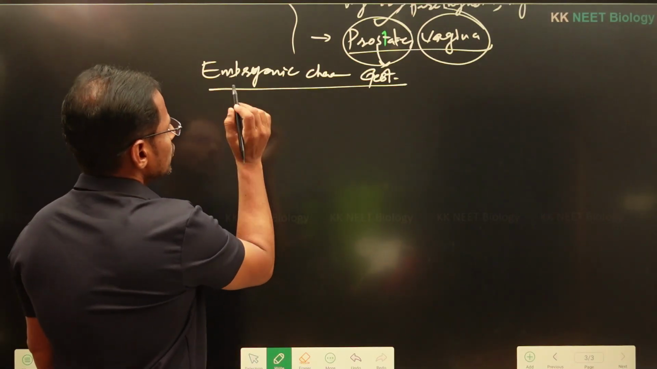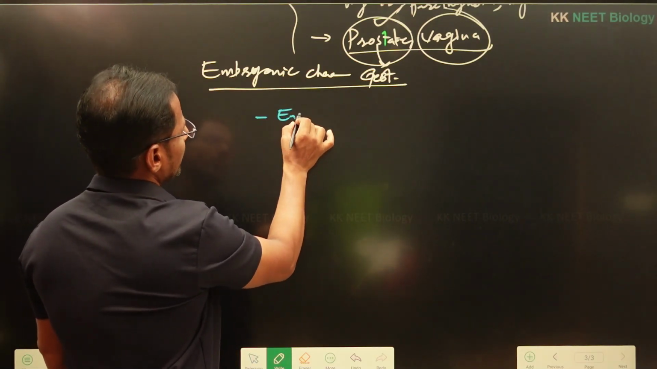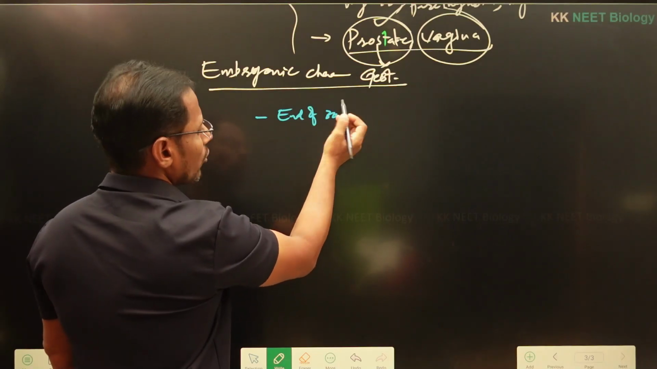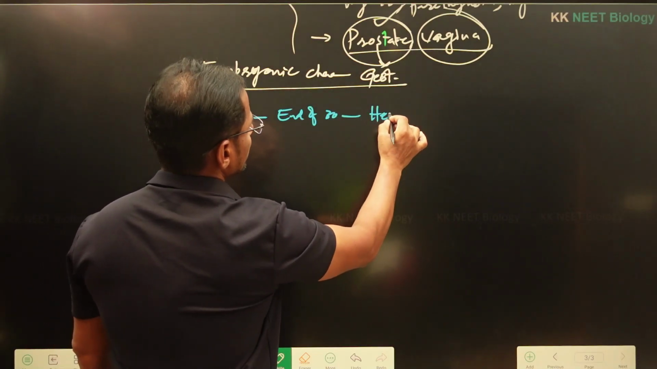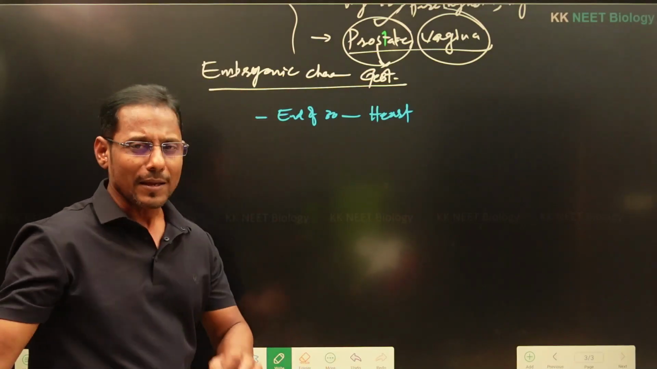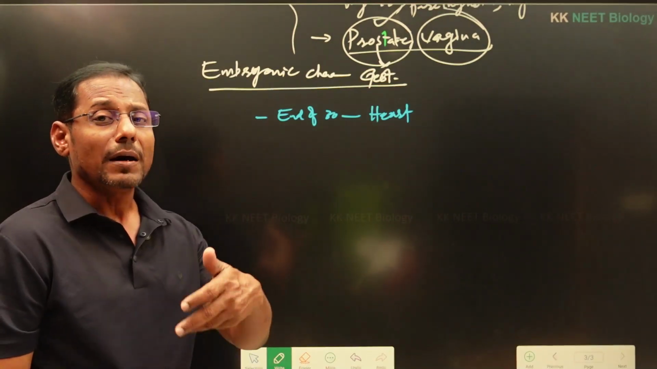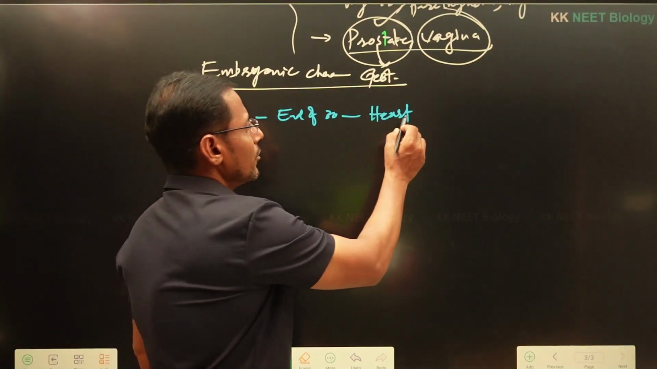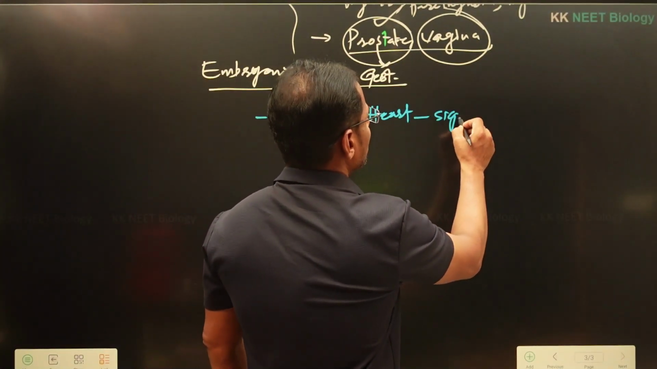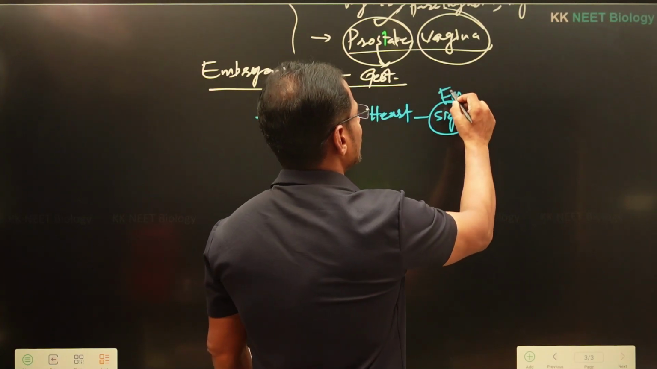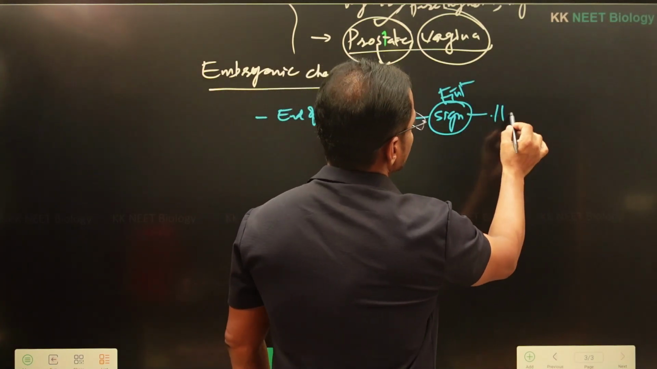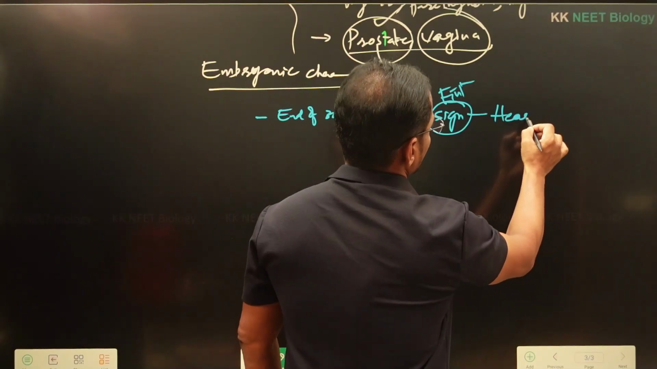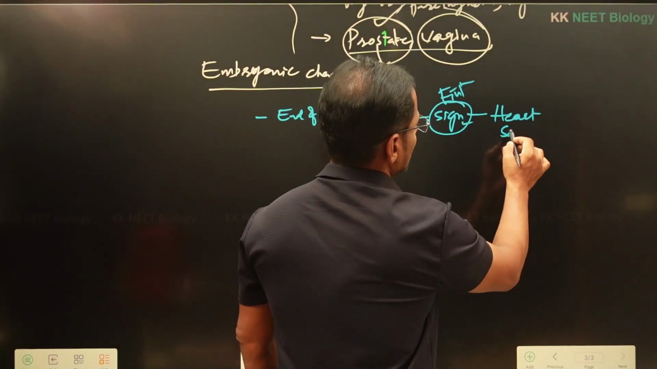First, at the end of the first month, the end of 30 days, the heart is going to be developed in the embryo. After the completion of the first month, the heart is developed. The first sign of the embryo is the heart sound. You must remember this one.